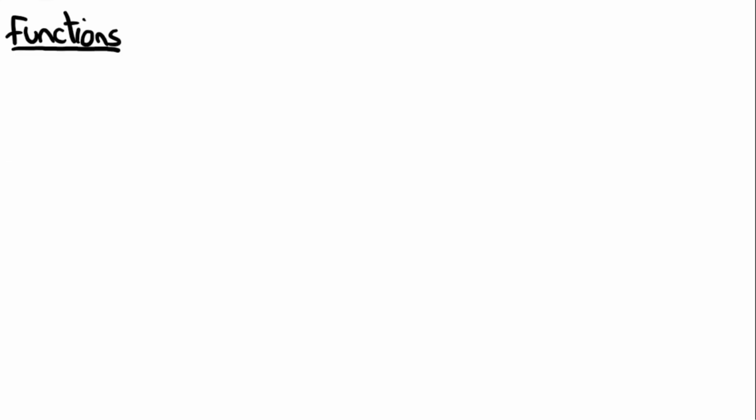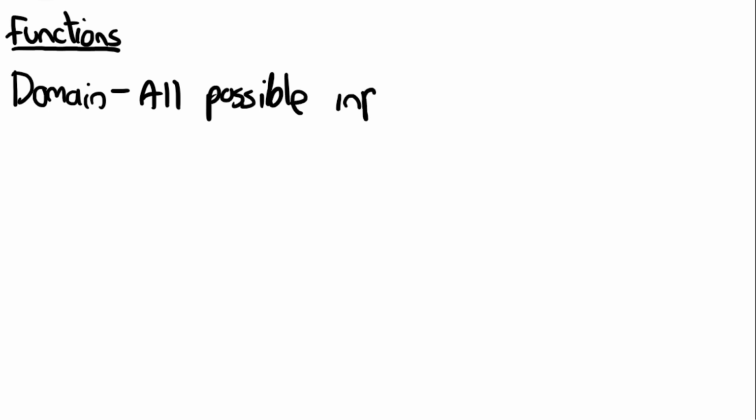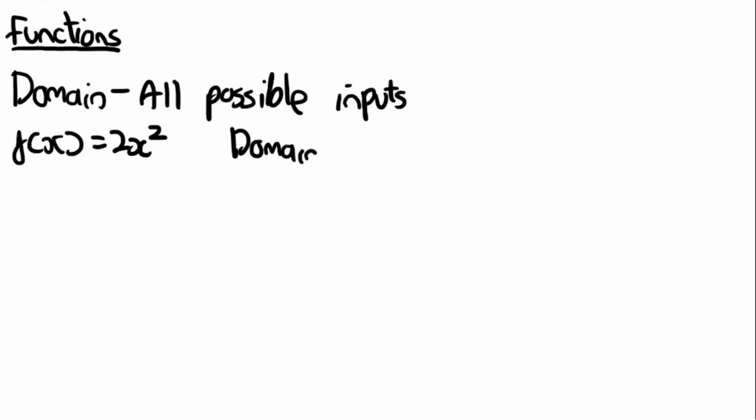On another note, the domain of a function is all possible inputs for the function. So let's take the function f of x is equal to 2x squared. The domain of that is all numbers, because you can put all values of x into that function and it will give you out an output.